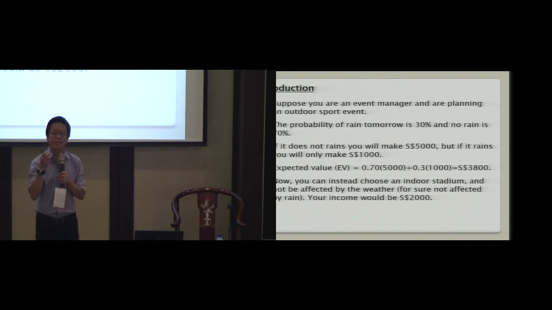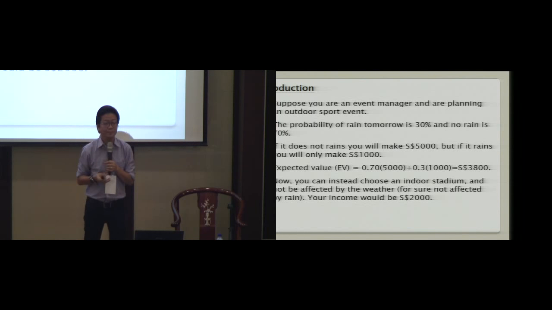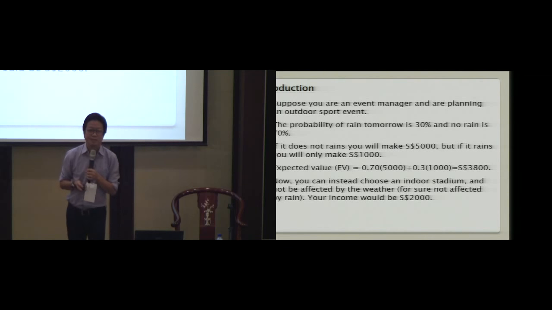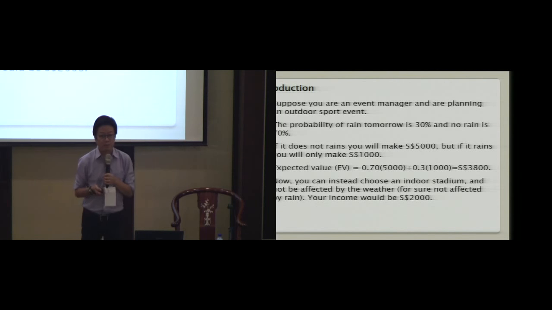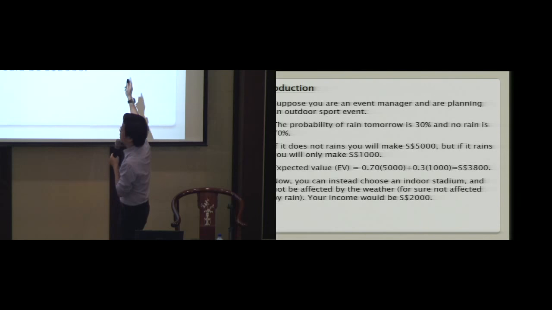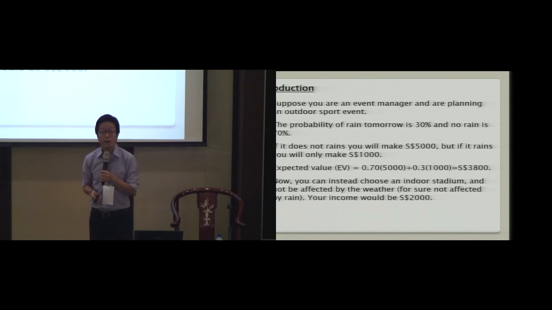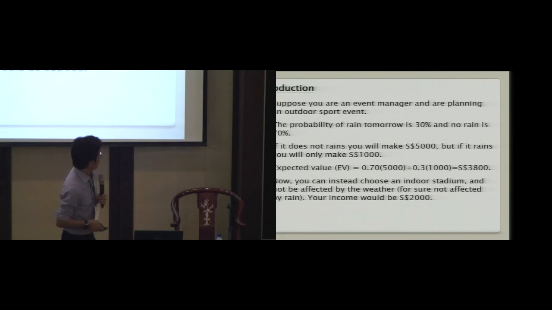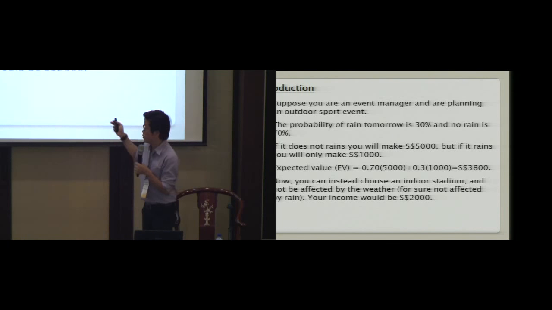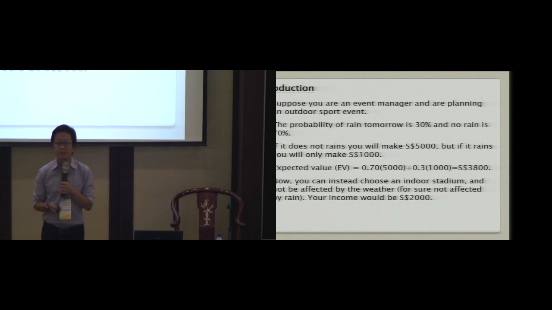So what kind of criteria do economists use to decide what to do in this kind of situation? People might be tempted to use expected value comparison. That is, 3,800 if I have it outdoors, and 2,000 if I have it indoors. People might see, oh, yeah, 3,800 if it is outdoor and 2,000 if it is indoor, so in that case, I'll go with outdoor. Is that the correct way of making decisions? Can you make your decision based on the expected value?